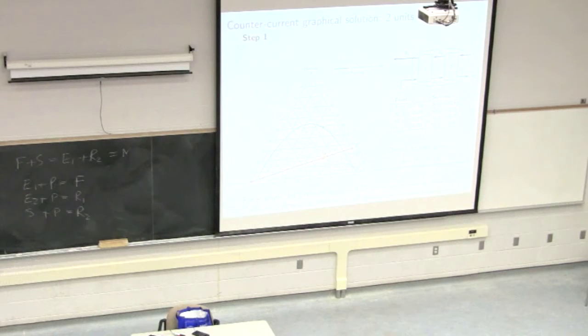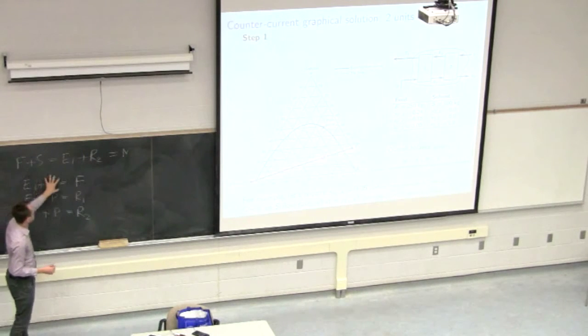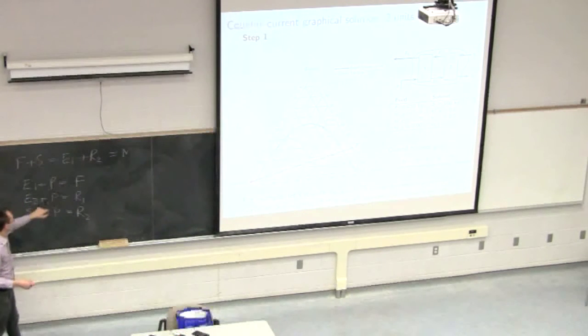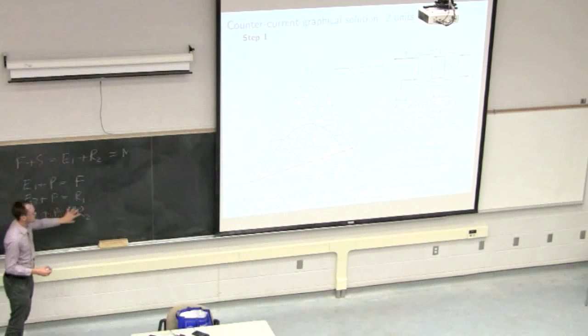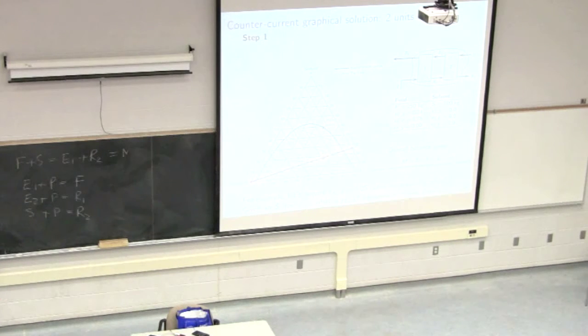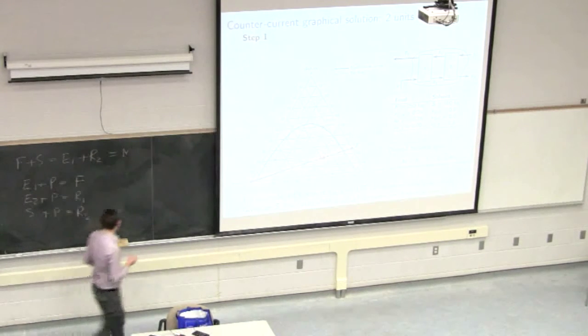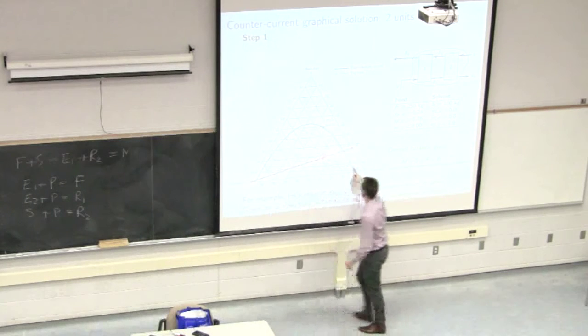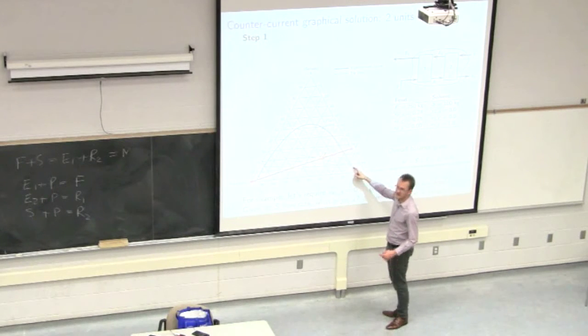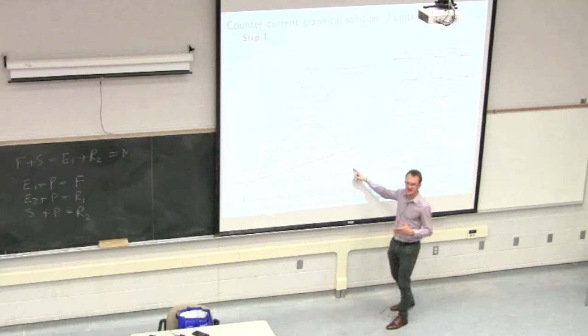And here's what I'd like you to notice. Whenever we write this equation like this, it says that if we mix E1 plus P, we're going to get point F, lying somewhere on that line. If we mix S plus point P, we're going to find R2 somewhere in between that line. So take a look at that. Here I've got R2. Let's use the last equation. R2 is going to be on the line that connects S plus P. So R2 is somewhere in the middle of the line that connects S plus P.